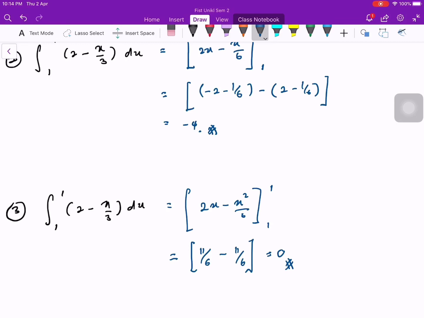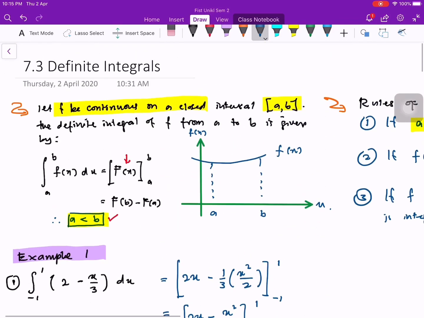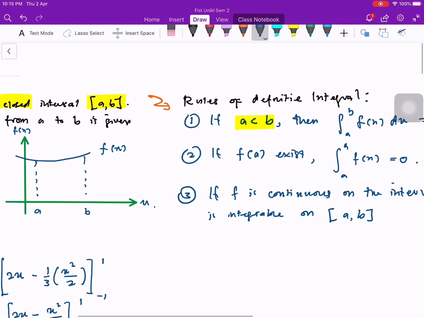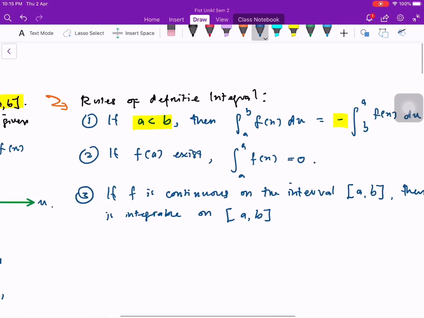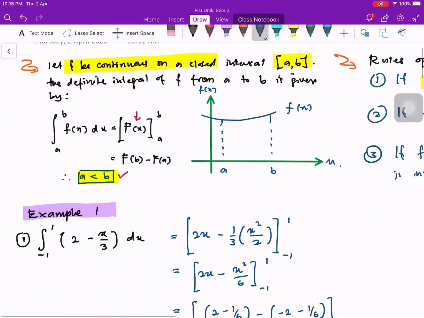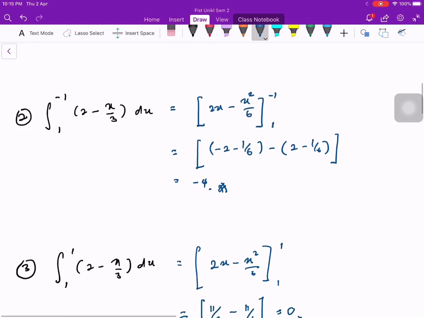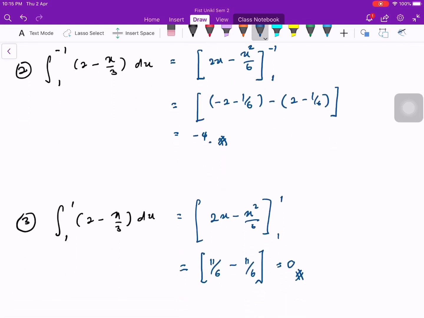Now we just substitute with the limits, which is 1 1. Okay, then we are going to have 11 over 6 minus 11 over 6. This will be equals to 0. This is also proving the rules of number 2, whereby it says that if fa exists, then the integral of a f x will be equals to 0. Okay, so this example 3, it's proof that the rules of number 2 here. Okay, mana kita ada integral dekat sini nilai 1 1, bila kita masukkan kita akan dapat nilai kosong.